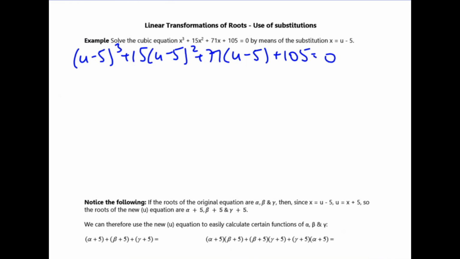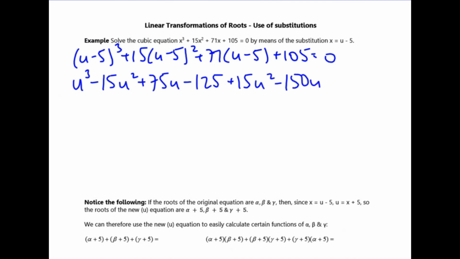I'm going to use the binomial expansion to expand u minus 5 cubed, so you get u cubed minus 15u squared, so that's the minus 5 times the 3 from the binomial, plus 75u, and then minus 125. Do the same thing on this one, so I'll get 15u squared. When I expand this, I'll get minus 10u, so I get minus 150u, and then I'll get plus 25 times 15, which is plus 375. Expand out 71, so plus 71u minus 355 plus 105.